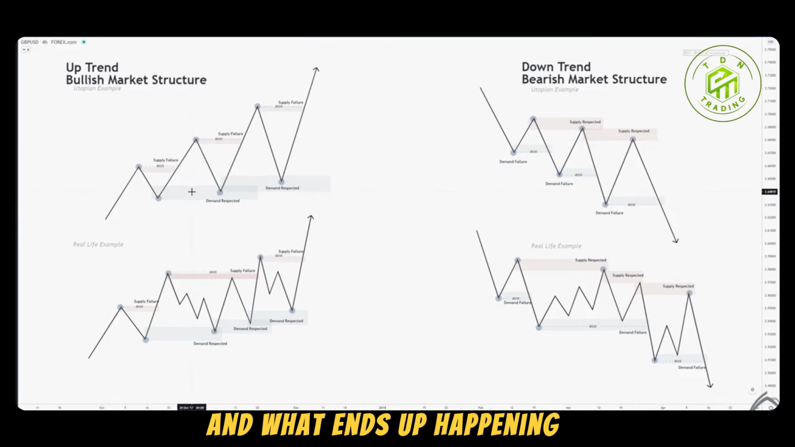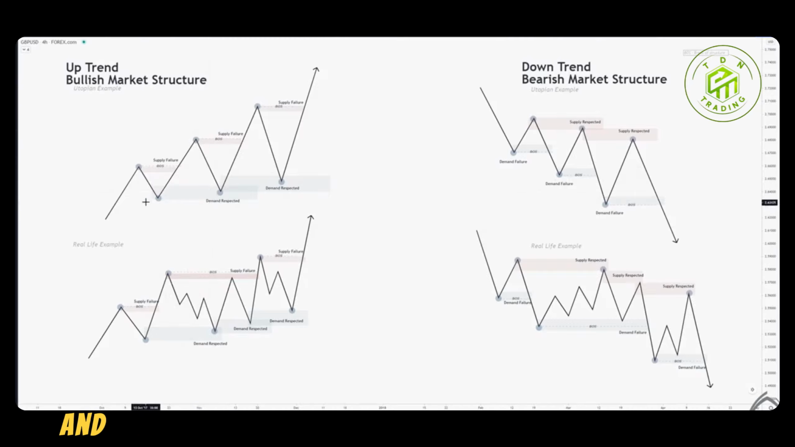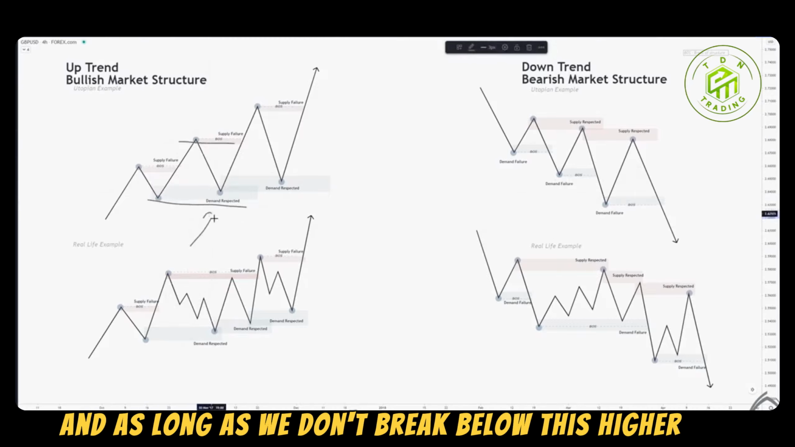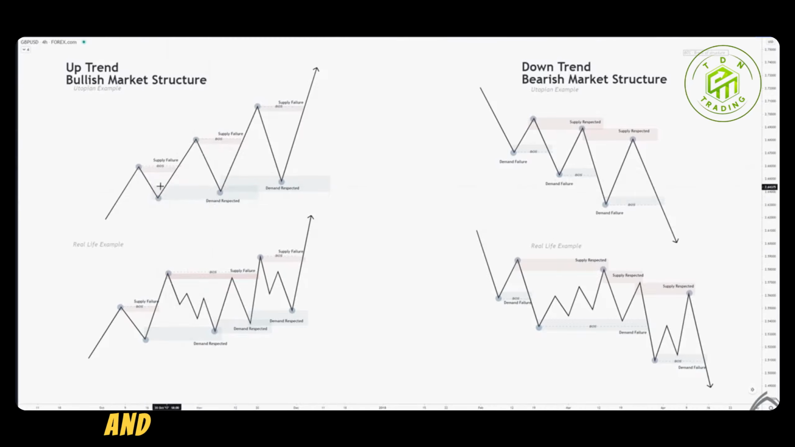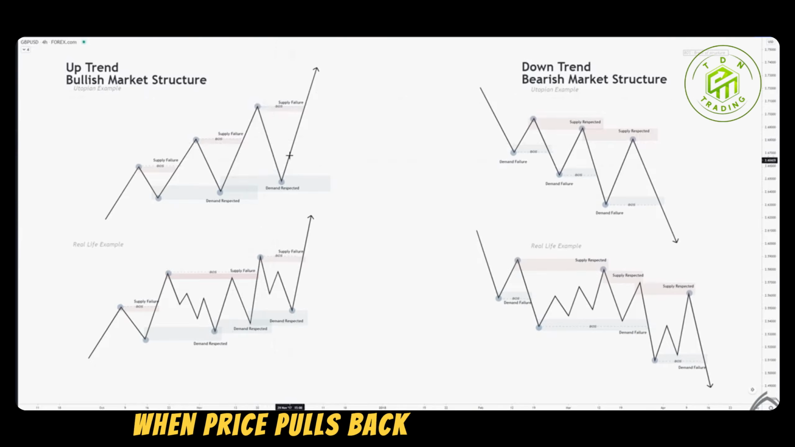And what ends up happening is price will come back into a demand zone, which in this case is the higher low area. And as long as we don't break below this higher low, we're still in an uptrend. Price respects demand and continues moving to the upside, failing supply and creating a higher high. Again, when price pulls back, it taps into demand, it respects demand and breaks supply.